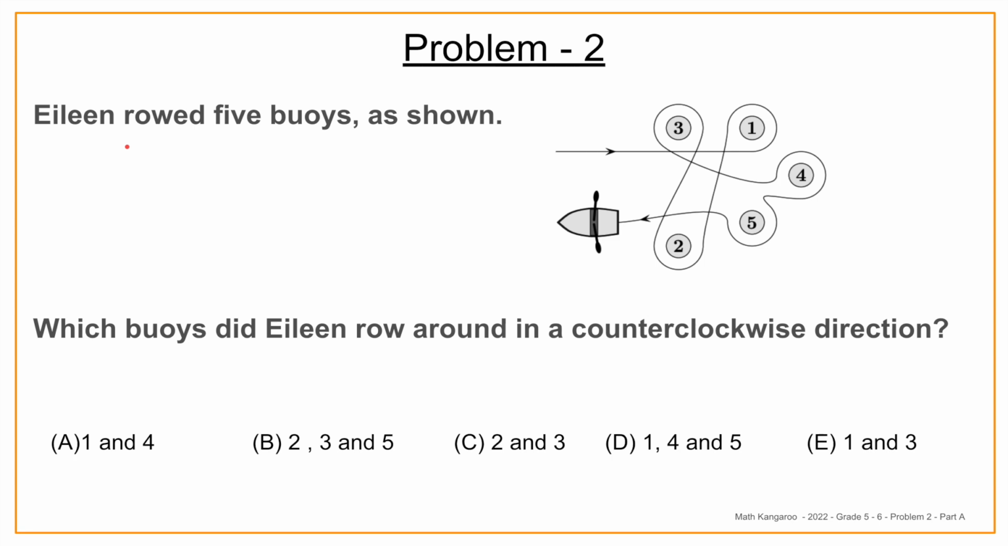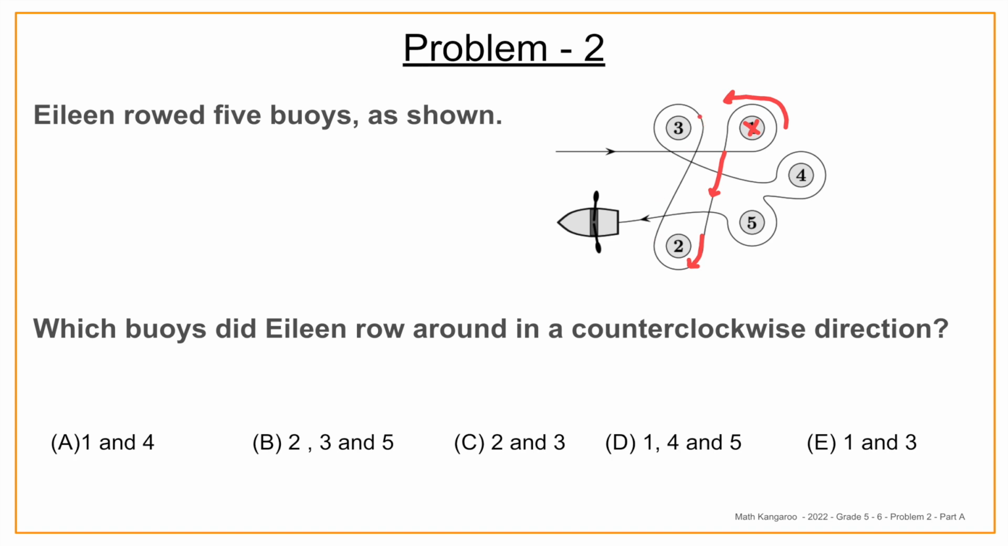Problem 2. Eileen drew 5 buoys as shown. Which buoys did Eileen row around in a counterclockwise direction? And these are our options. So Eileen starts from here, and that is the first one, goes this way, and then it goes in this direction, that goes clockwise. So this is the one which goes anti-clockwise, so this is one option.